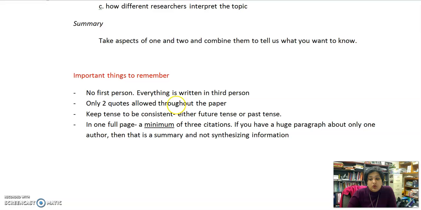So only 2 quotes allowed throughout the paper. Keep the tense consistent. Either you write the whole paper in future tense or the whole paper in past tense. So those are things to be remembering.